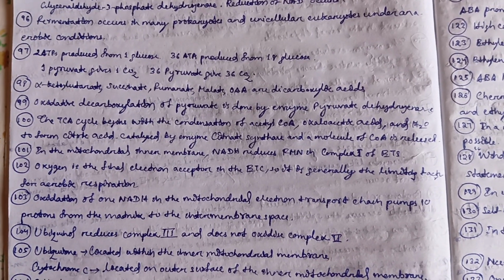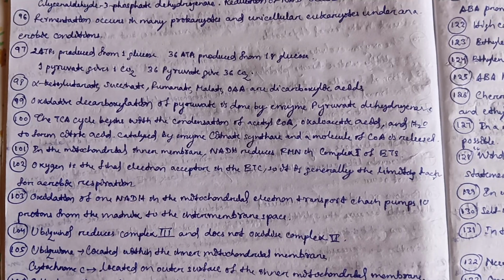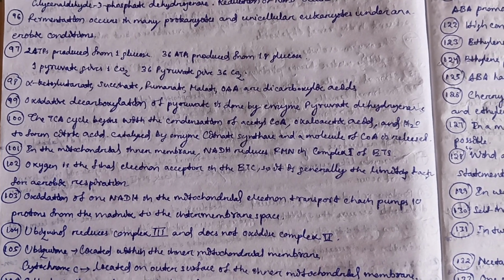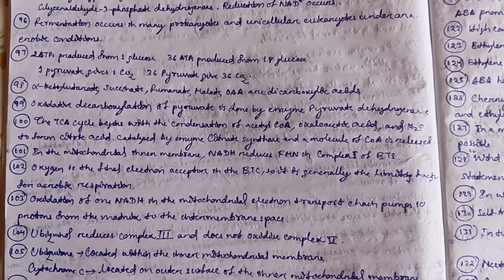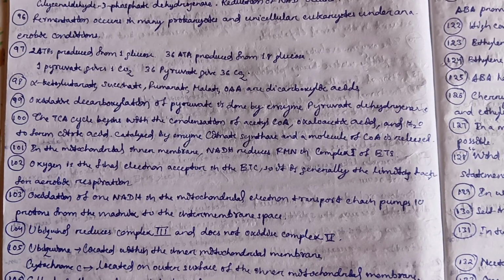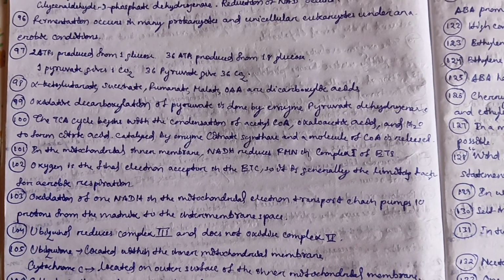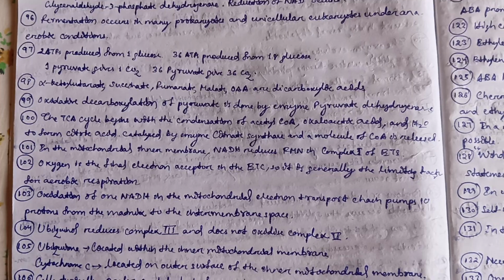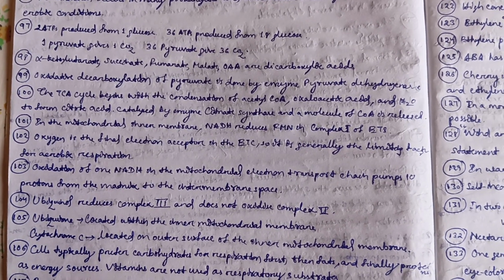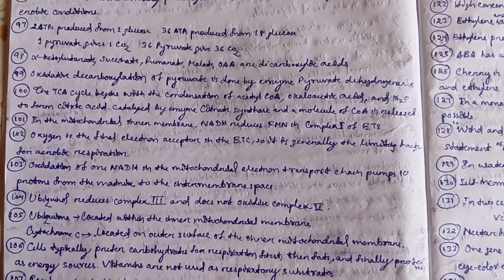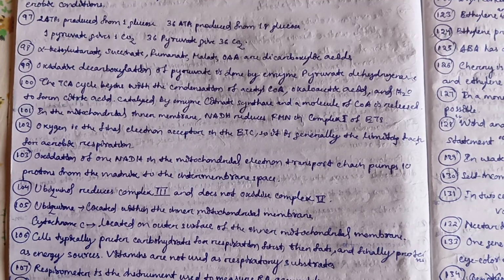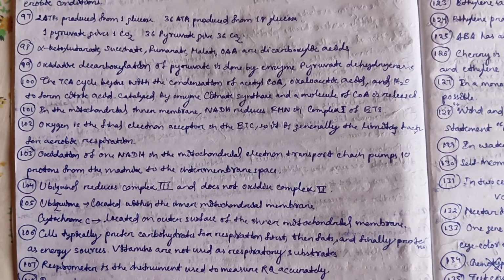In the mitochondrial inner membrane, NADH reduces FMN in complex 1 of the ETC, electron transport system, ETS. Oxygen is the final electron acceptor in the ETC, so it is generally the limiting factor for aerobic respiration. Oxidation of 1 NADH in the mitochondrial electron transport chain pumps 10 protons from the matrix to the intermembrane space. Ubiquinol reduces complex 3 and does not oxidize complex 2.